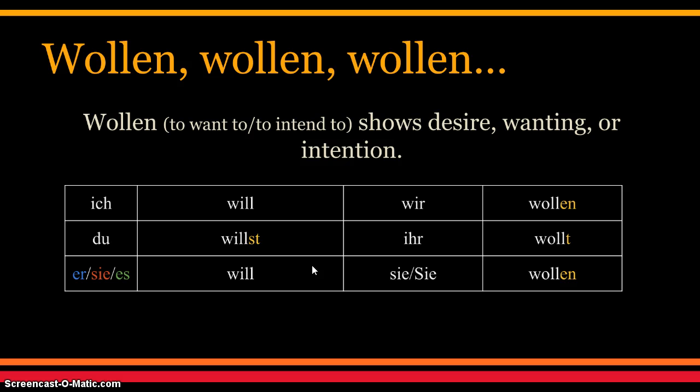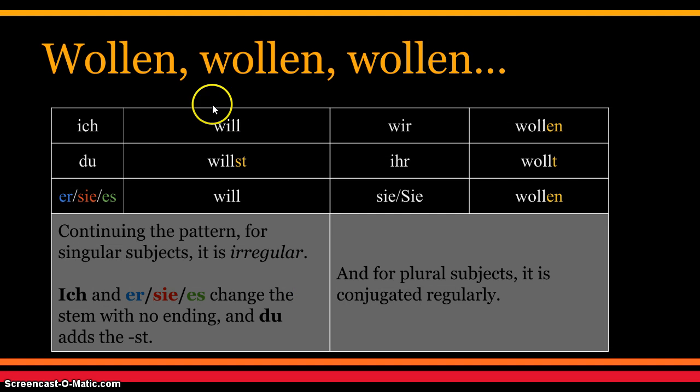Wollen. Wollen is to want to, or to intend to, and shows desire, wanting, or intention. And the conjugation rules are the same. Singular subjects change the stem vowel from an o to an i. Ich and sie/es take no ending, and du takes the st. Plural subjects are conjugated regularly.